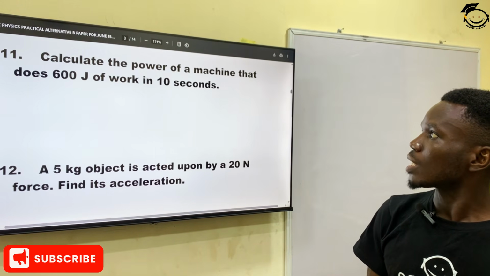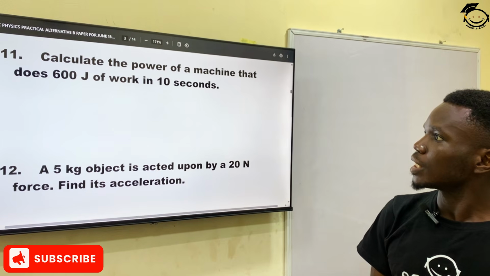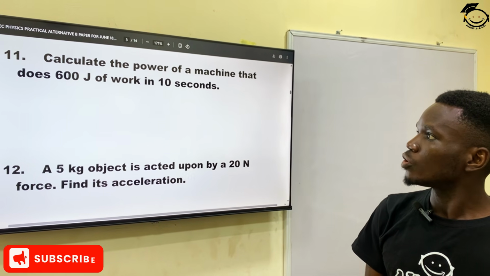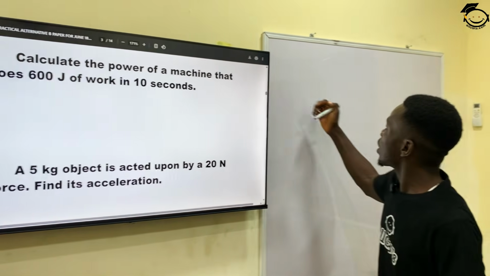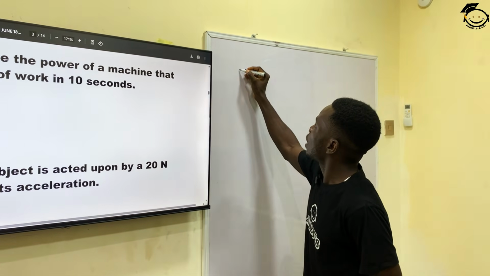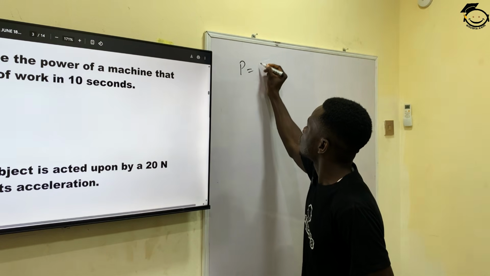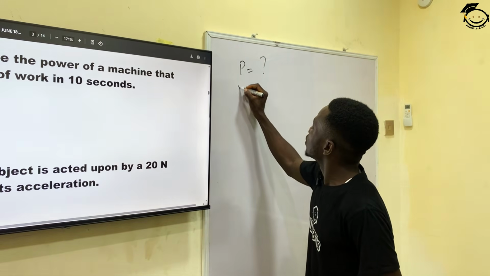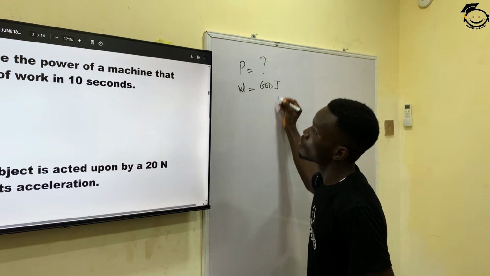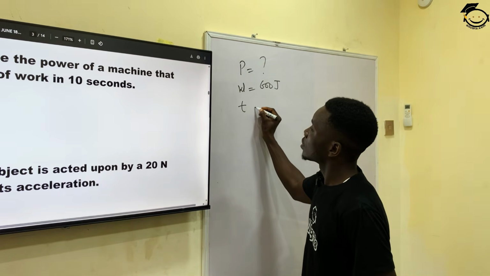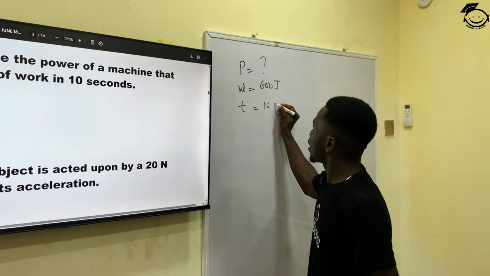Moving on to the next question. Question number 11 says calculate the power of a machine that does 600 joules of work in 10 seconds. So our parameters here: we have to calculate the power, which we do not know. We are given the work done by the machine as 600 joules, and then the time given for this work to be done is 10 seconds.